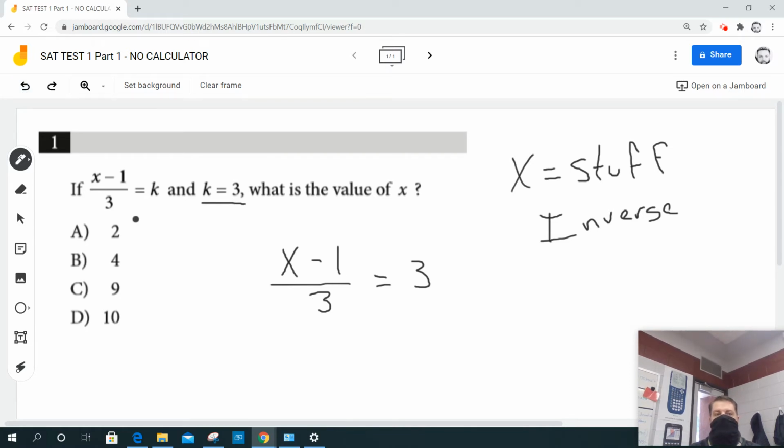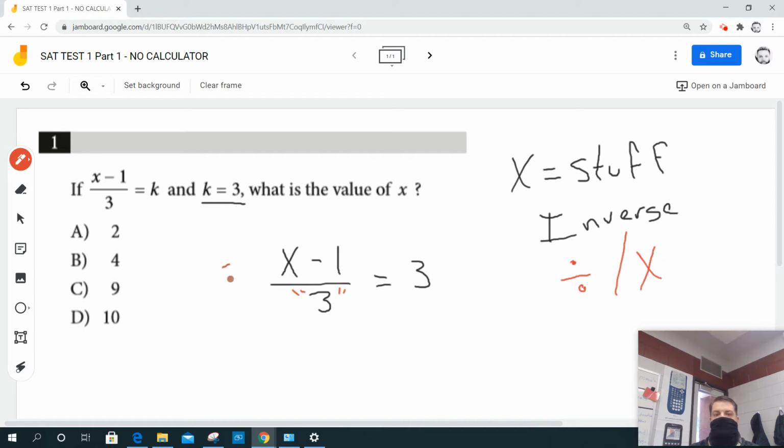So to move this 3 away, what is the 3 doing to the x? Is this what we're doing? Yep, and I'm recording. We're dividing by 3. So what's the inverse of division? The inverse of division is to multiply.